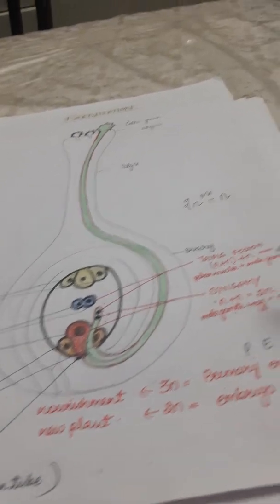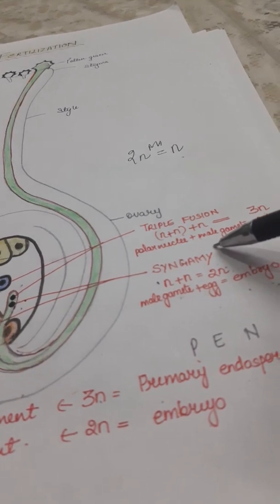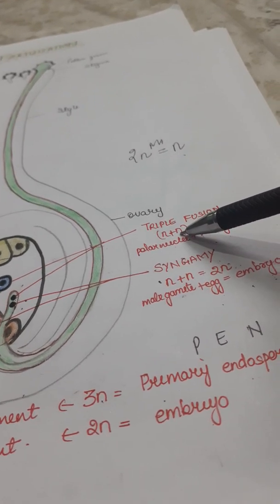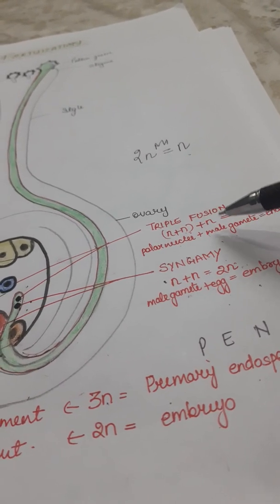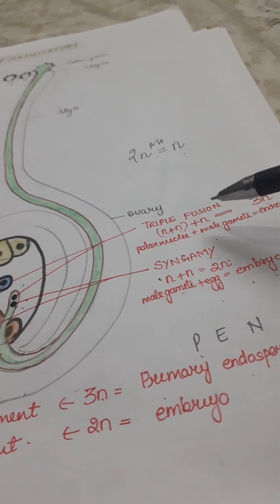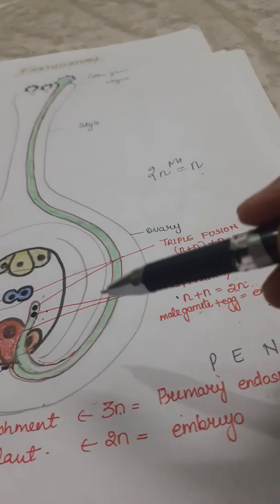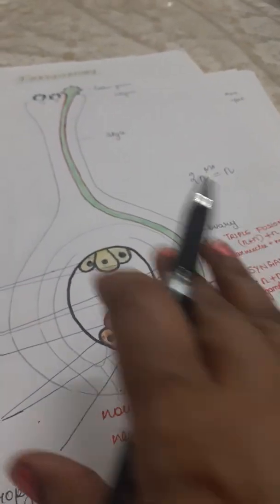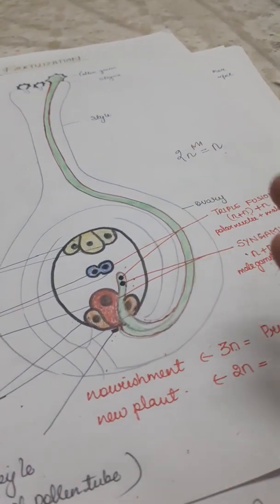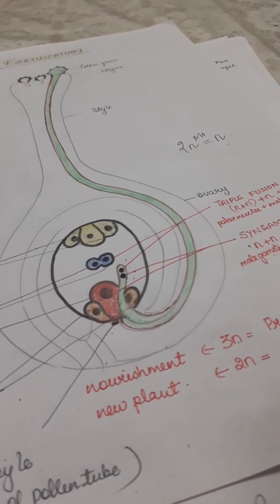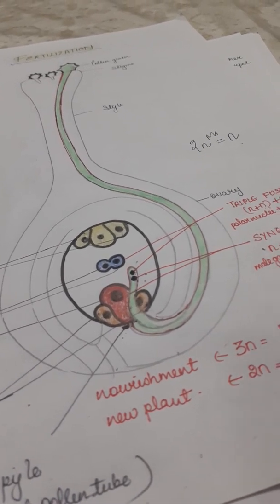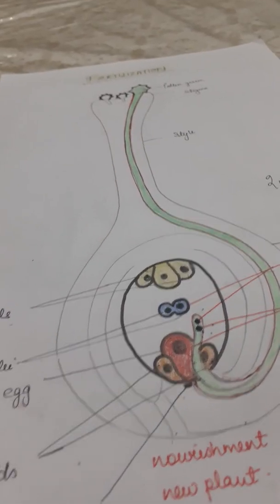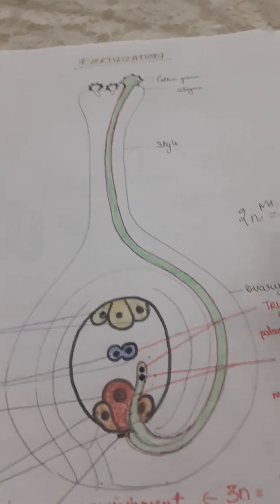So you have two processes occurring. One is syngamy, where the male and female gamete fuse together, and the other where the male gamete fuses with the polar nuclei, which is known as triple fusion. So fusion is occurring twice. That is why this is known as double fertilization. Since two male gametes are fusing with different cells or nuclei, the process is termed triple fusion plus syngamy, which is equivalent to double fertilization. That is why we say that angiosperms show double fertilization.